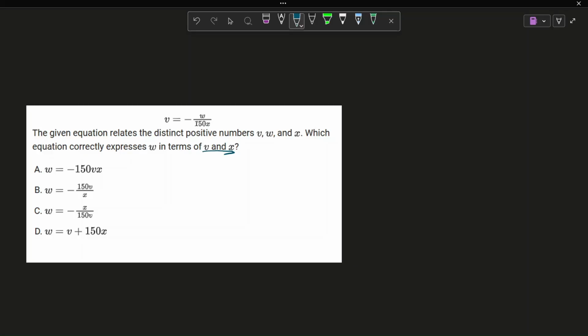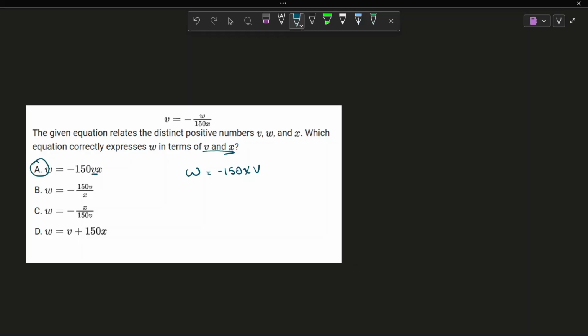Right, and here, w is essentially being divided by negative 150x, right? And what's the opposite operation of division? It's multiplication. So what you have to do to solve for w here is simply multiply both sides by negative 150x. And when you do that, we get w equals negative 150xv. And the answer choice that correlates with this answer here is A.